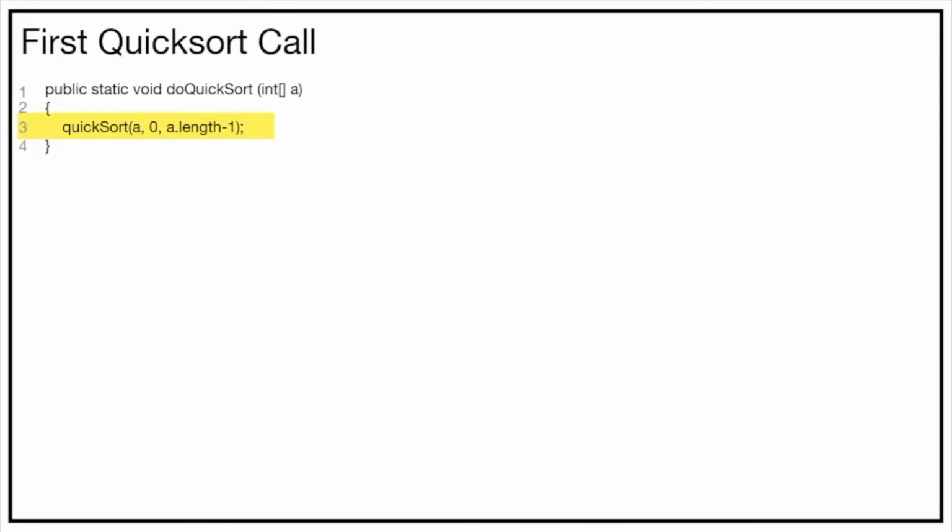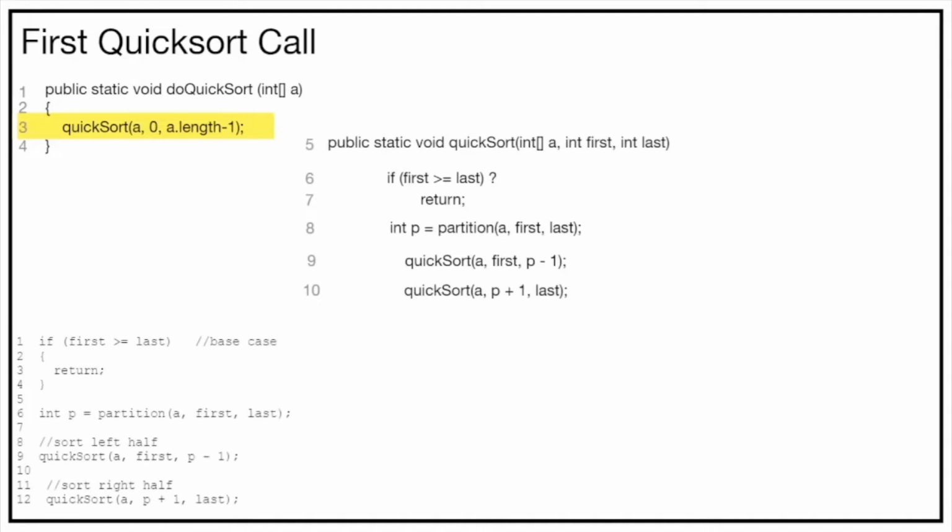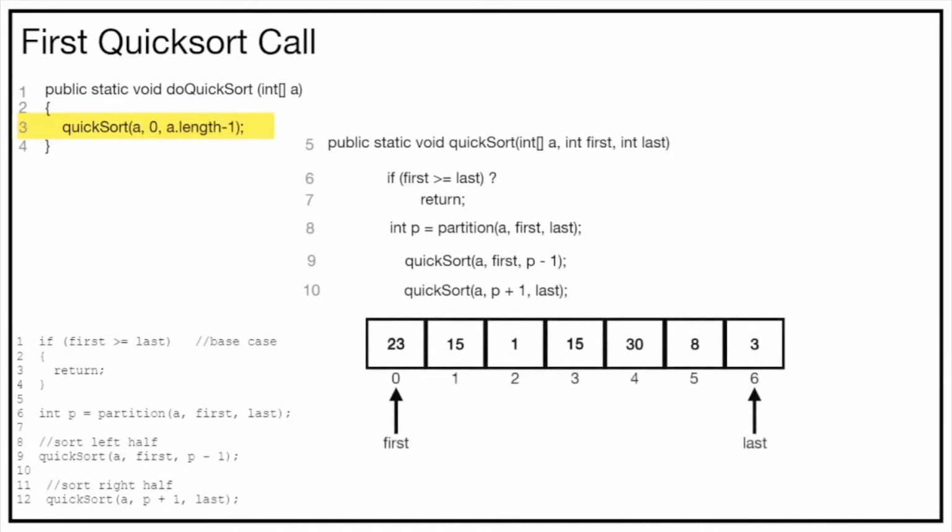Here we have some pseudocode. This is the pseudocode of the actual algorithm, which we have in the bottom left corner. Next, we have our test array of 7 integers, and also our first and last. Starting on line 3, we have the quicksort call. We pass the array A, the starting index, and the ending index, or 0 and 6.